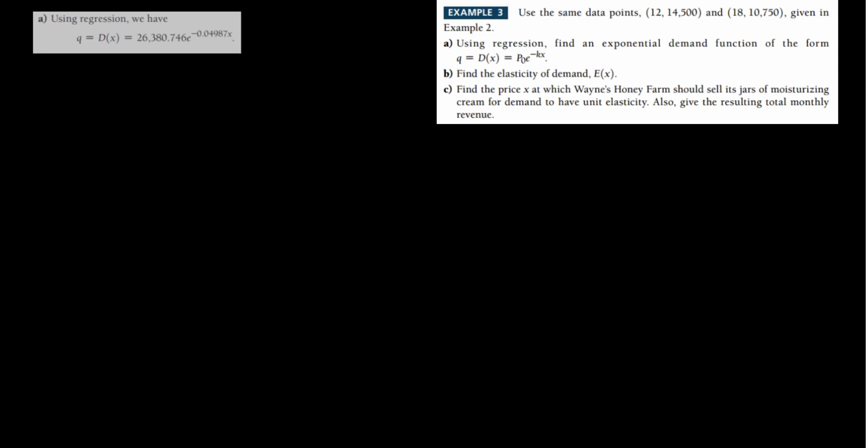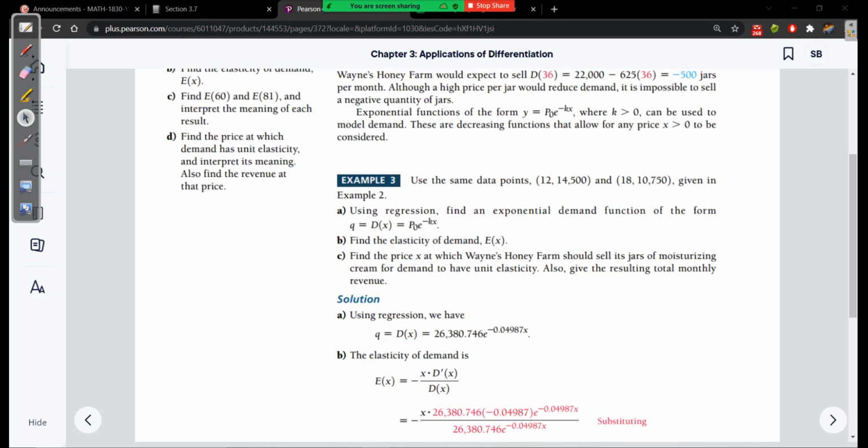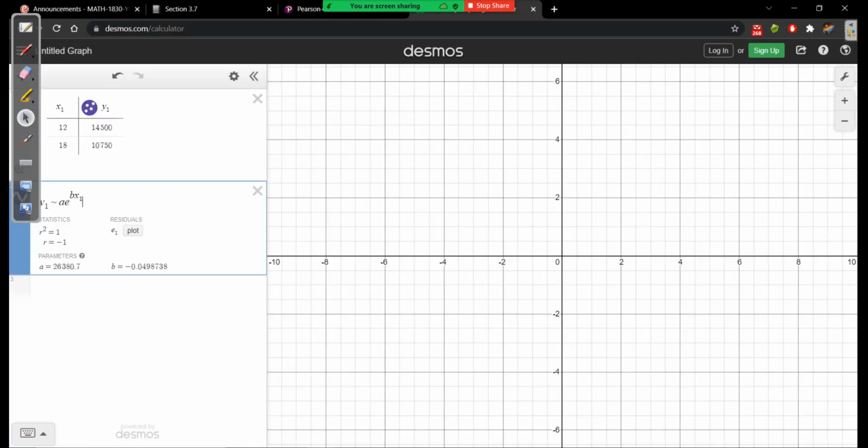Again, these are just the values that we got on the calculator right here. We're told that A is 26,380.7, and B is negative 0.049. The A is the P naught, and the B is going to take the place of the K. All I did was simply change the values there.